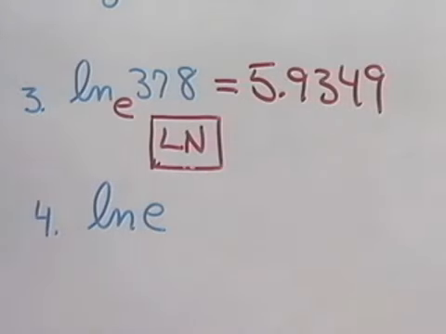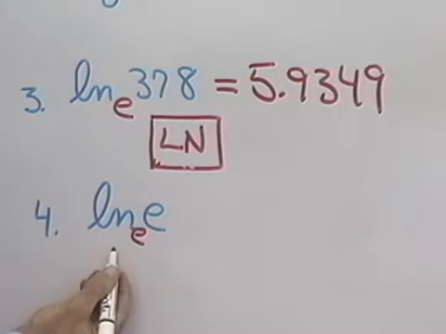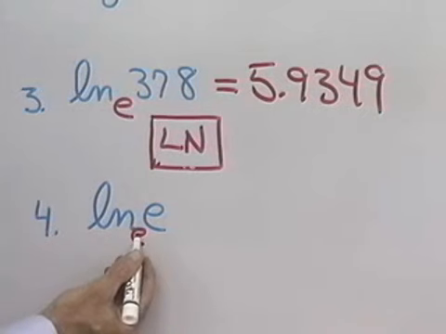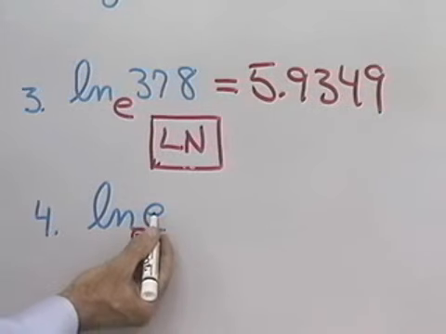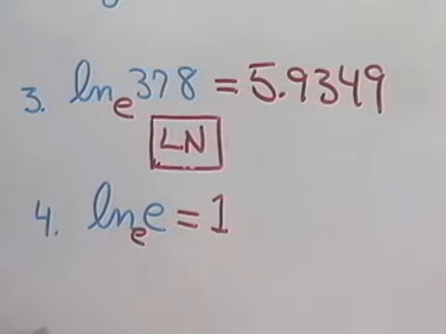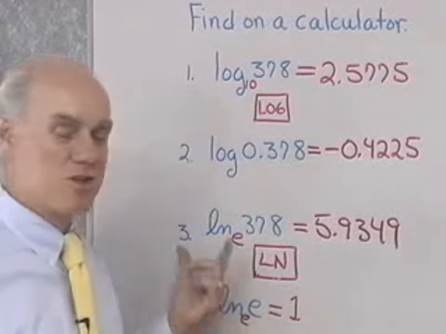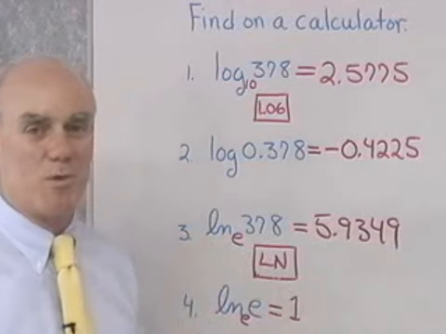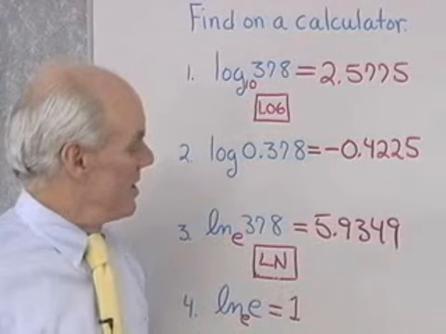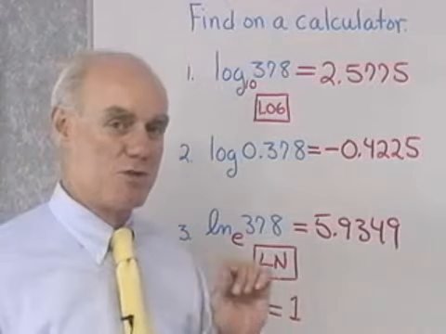Here's another one. Natural log of e. Well, remember that the base here is e when I see this notation, so I don't even have to use a calculator. What number do I raise e to in order to get e? And the answer is 1. Of course, on your calculator, if you were to press the button labeled e, and then after that press your natural log button, you should end up with 1 on your calculator also. So that's a look at how we find some common logarithms and natural logarithms using the calculator.